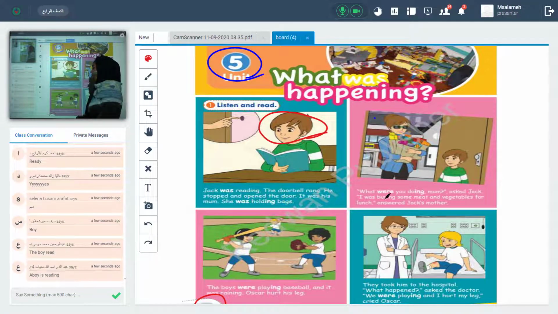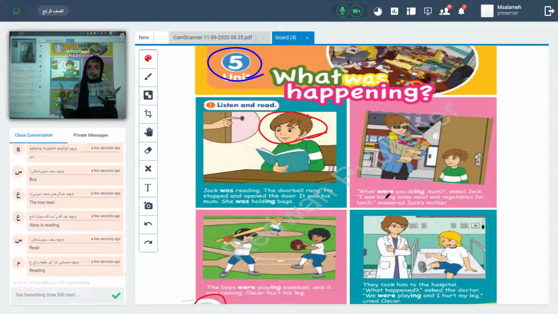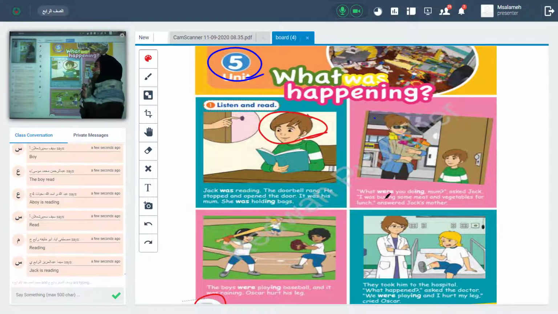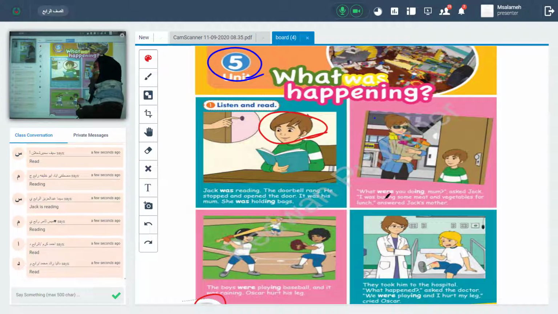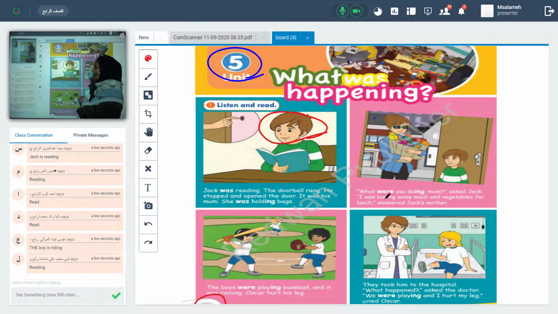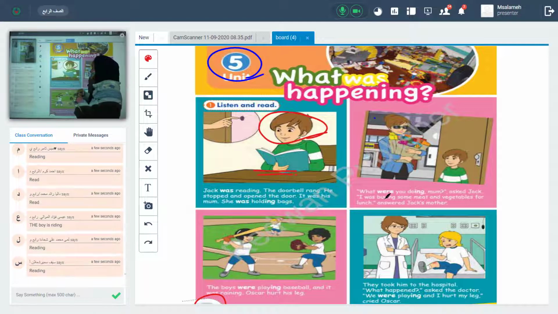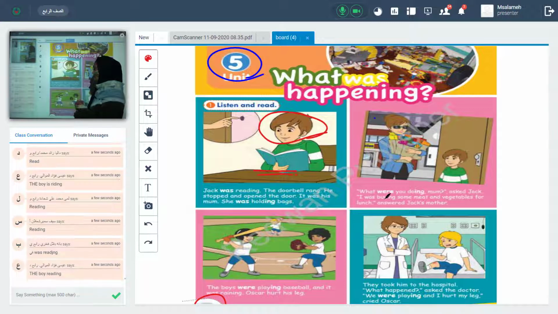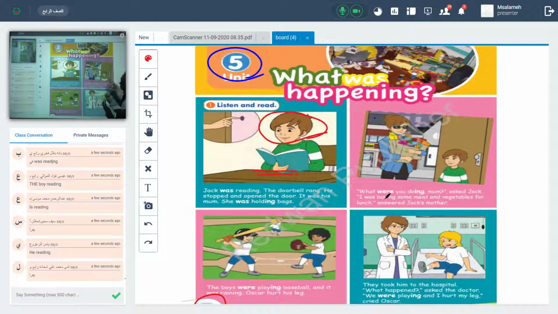The boy reads. This is the true sentence that I want: a boy is reading. Excellent. Jack is reading. Excellent, yes. Bravo, Seema. The boy is reading, not riding. What's the meaning of read? Excellent.